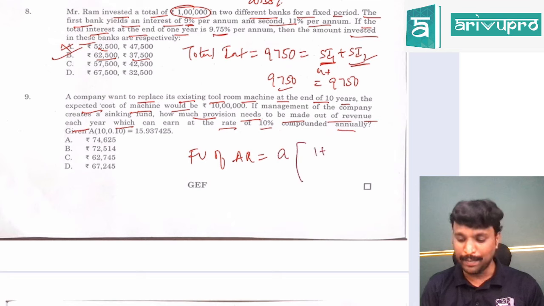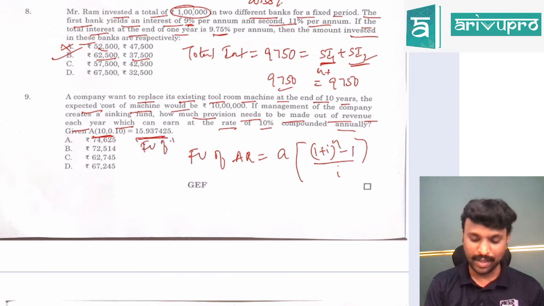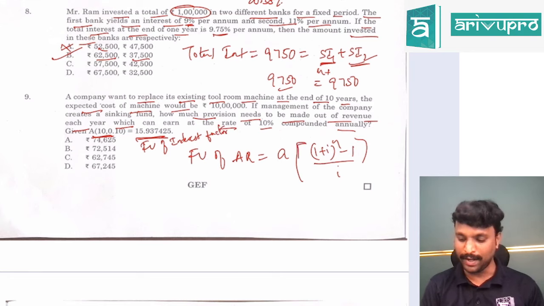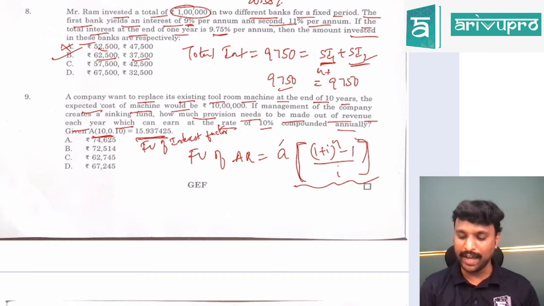So what is it? A into (1 plus i) whole power n minus 1, divided by i. Guys, they have given some value A of 10, 0.10. This value is nothing but the FV interest factor. So what is the FV interest factor? Whatever is within the bracket, the complete thing, that is 15.937425. Now what are we asked to find?